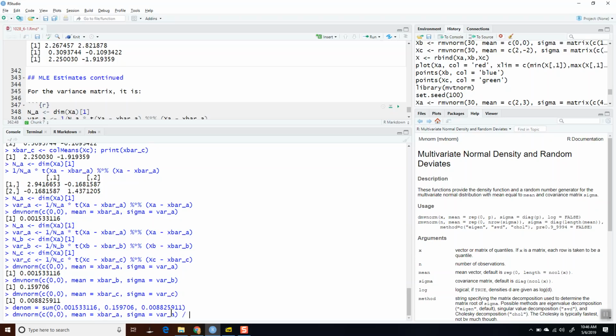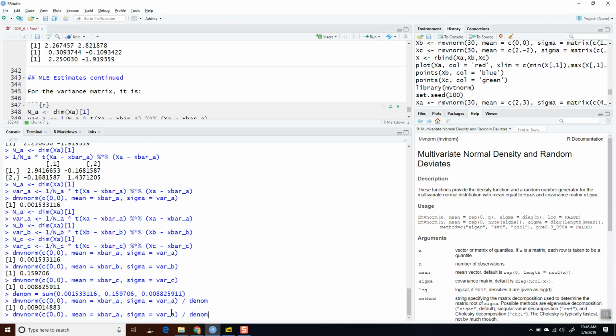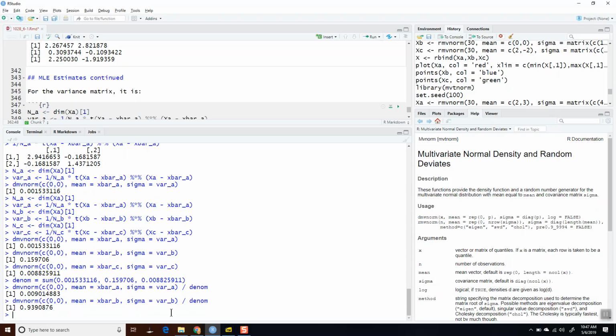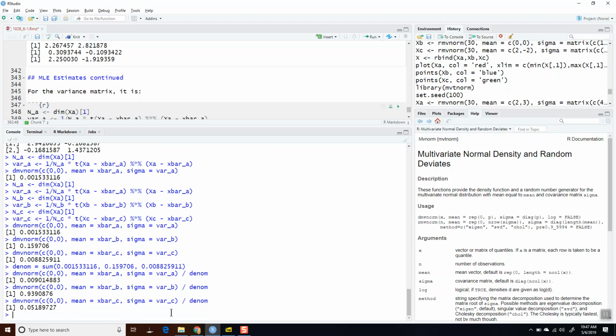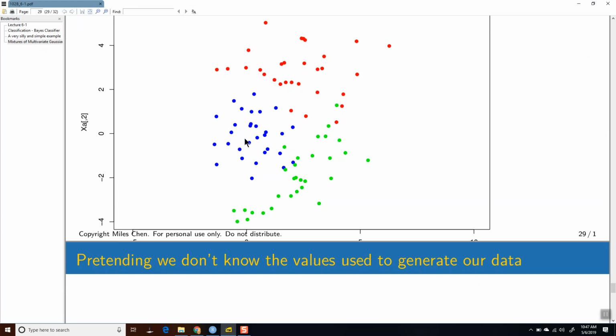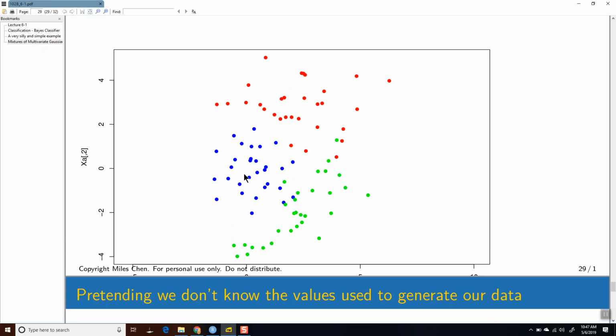For class A, we're going to do this divided by the denominator, and we get less than 1%. We'll do this for class B and divide by the denominator, and we get like 94%. And then we'll do this for class C and divide by the denominator, and we get about 5%. So we get about 1% class A, 94% class B, and about 5% class C. And that's if we pick the point 0, 0. Which kind of makes sense, right?